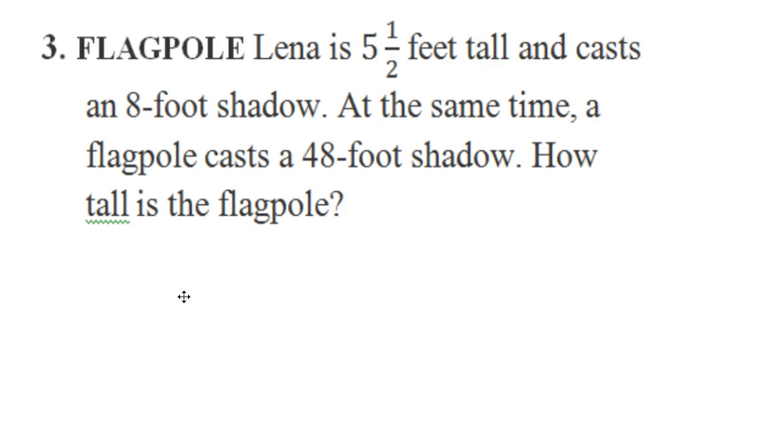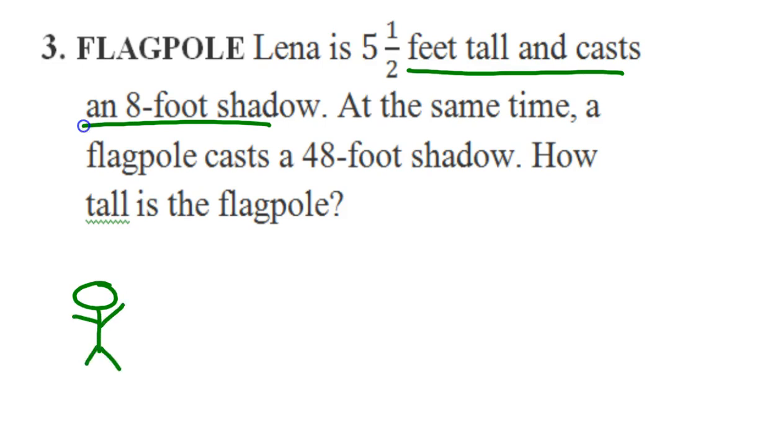Our last example for today is talking about shadows. This is a famous question they always put on the ACT test or the SAGE test. Flagpole. Lena is 5½ feet tall and casts an 8-foot shadow. So let's kind of draw a picture to see what we have here. So we have my lovely picture. I'm an artist. There's Lena. We know that she is 5½ feet tall. So 5.5 feet tall. That's how tall she is from there to there. Then she casts a shadow. So the shadow comes along the ground here that is 8 feet.